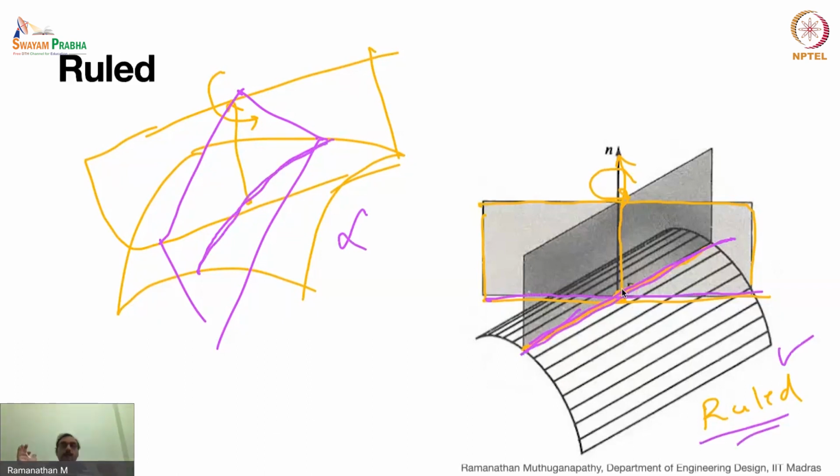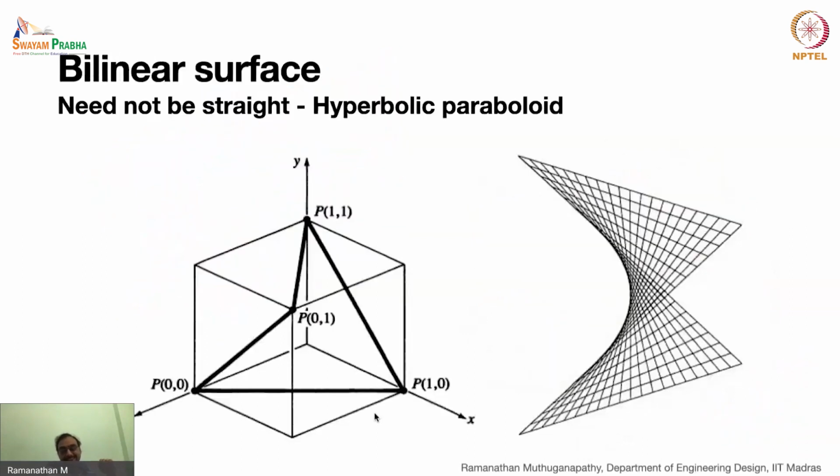Now you go back to that hyperbolic paraboloid. Is that a ruled surface? So please show that picture again. That's a bilinear surface. So is this surface ruled or not? Yes, sir. Because it looks like we can make normals in two directions.